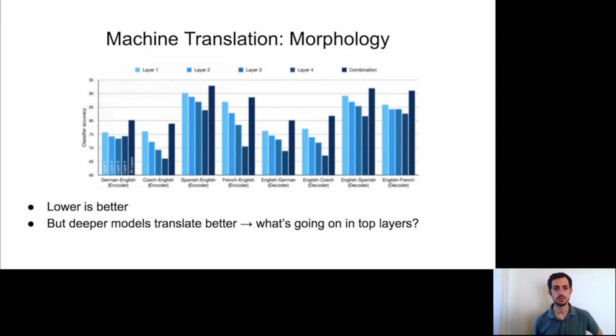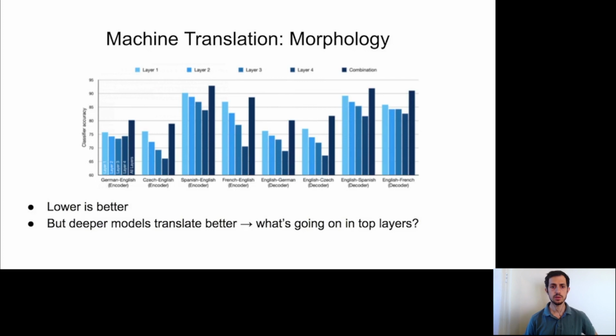So here are some results. The x-axis shows various models. So we have encoders and decoders of different languages, translating from German to English or the other way around. And the y-axis is the accuracy of the classifier, and different colors indicate the different layers.